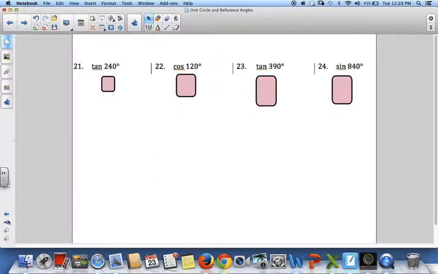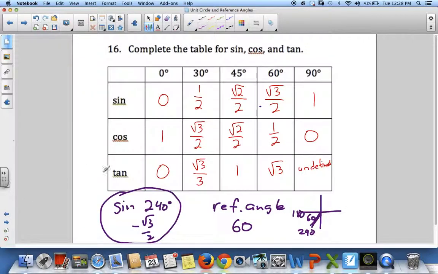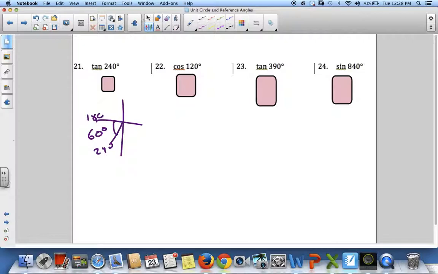And then this one here, tangent of 240. Let's see where 240 lies. So 240 is over here. So this angle here is 240, and this is 180. So the difference here is 60. So I look at my rules for 60 degrees. And 60 degrees, the tangent is square root of 3. And in quadrant 3, which we are, it is positive. So the answer is going to be positive square root of 3.